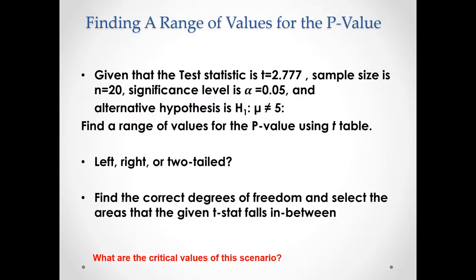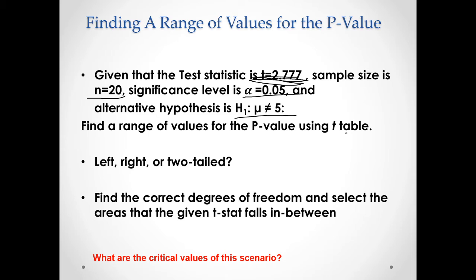So if you want to find the p-value from a t-score table, you often can't. So what you do is you give your best estimate based on where your t-score lies between two other values. Let's look at an example. Let's say that we got a test statistic of 2.77. We ran our data, and we got that as my test stat. The sample size was 20, the significance level was 0.05, and the alternative hypothesis is that it's not equal to 5. Okay, so we're doing a two-tail test. Find the range of p-values using the t-table.